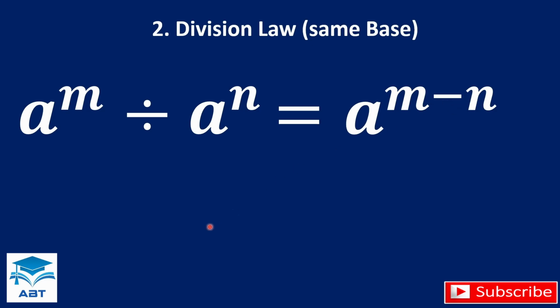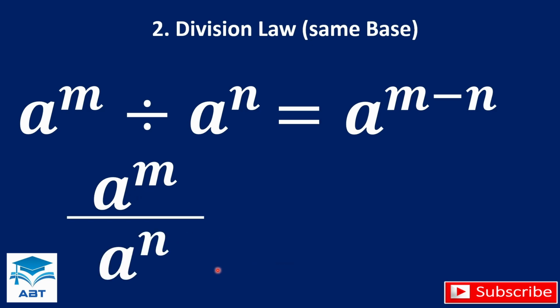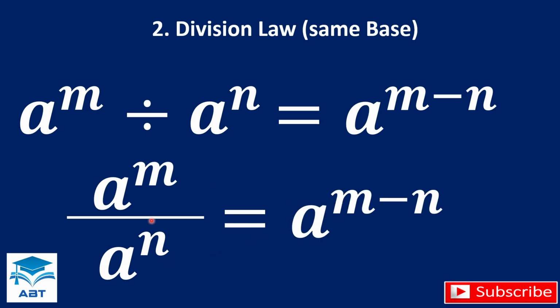This can also be written as a exponent m divided by a exponent n, and the law still holds. We subtract the second exponent from the first exponent and maintain the base. This law is known as the division law of indices with the same base.